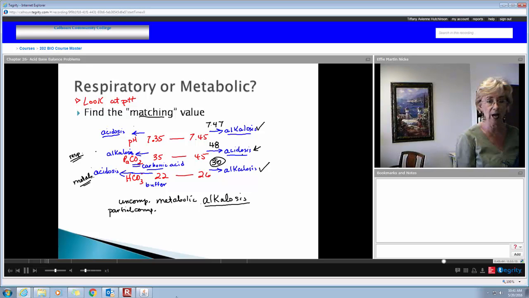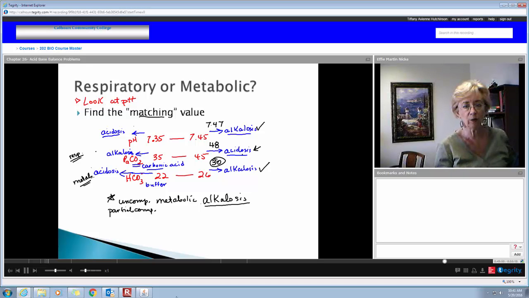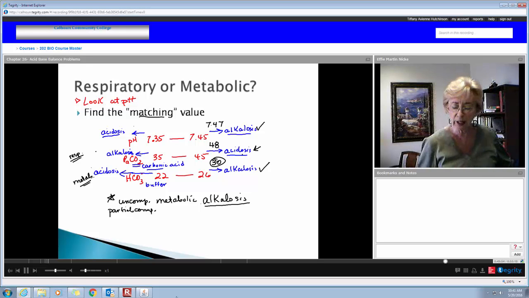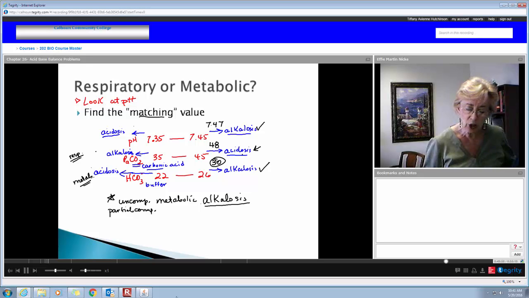compensation. Okay? Again, this is all you need to know in nursing. Going any further, partial compensation is important because it's an important diagnostic tool. All right, we're going to do one more that's a little bit different before I quit today, and that's number 7. So I want you to go down to problem number 7.